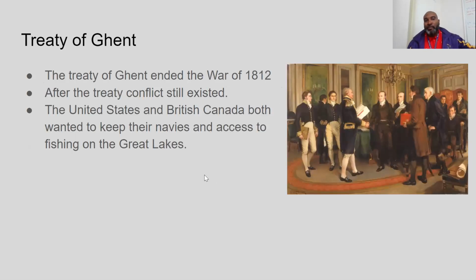All right, so the Treaty of Ghent. Let's look at the Treaty of Ghent. The Treaty of Ghent ended the War of 1812. After the treaty, there was still conflict that existed. So what's going to happen is the United States and Great Britain are going to come down to the table and they pretty much set up an agreement to ensure that they don't have conflict going forward. They had to decide on how they were going to both use the Great Lakes.